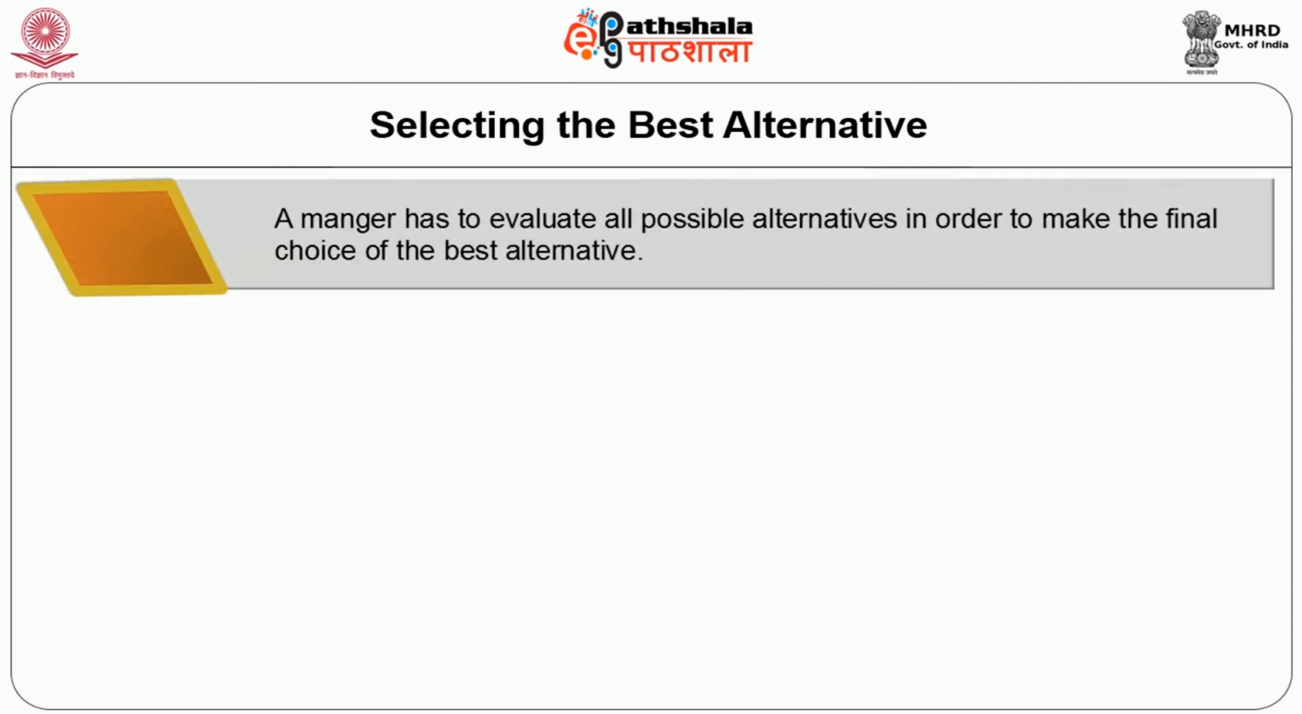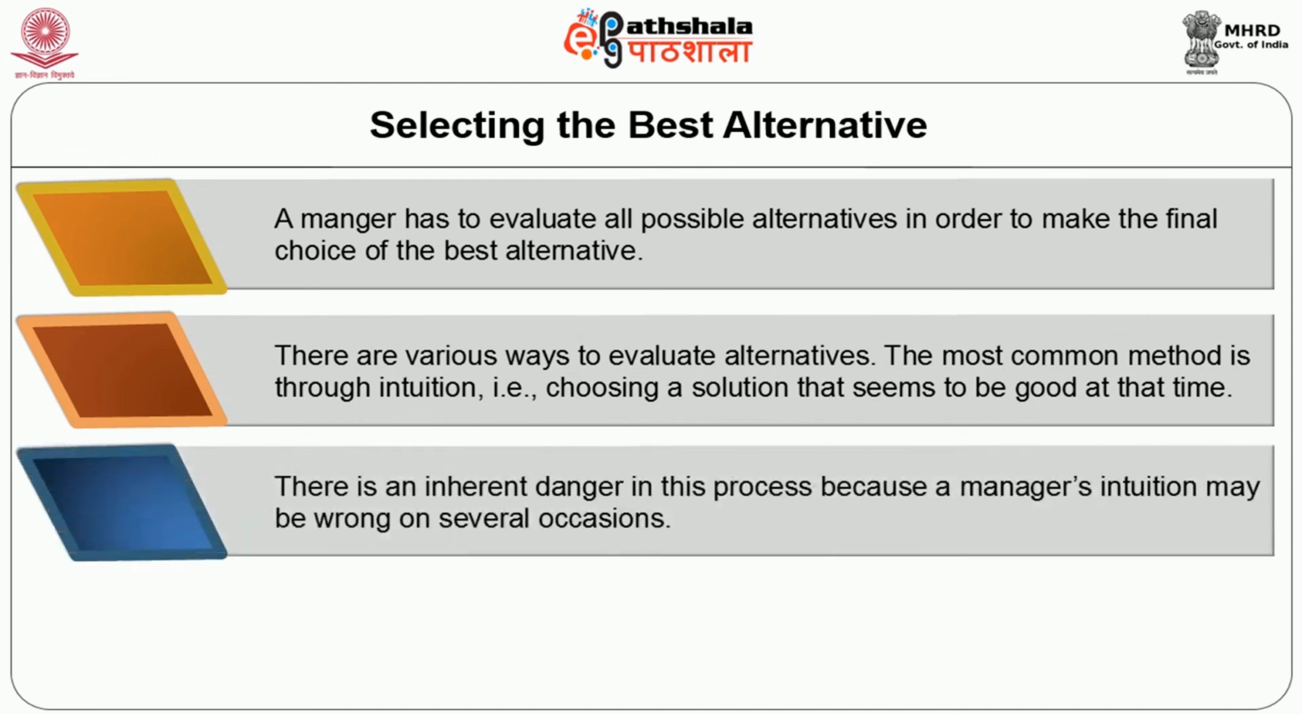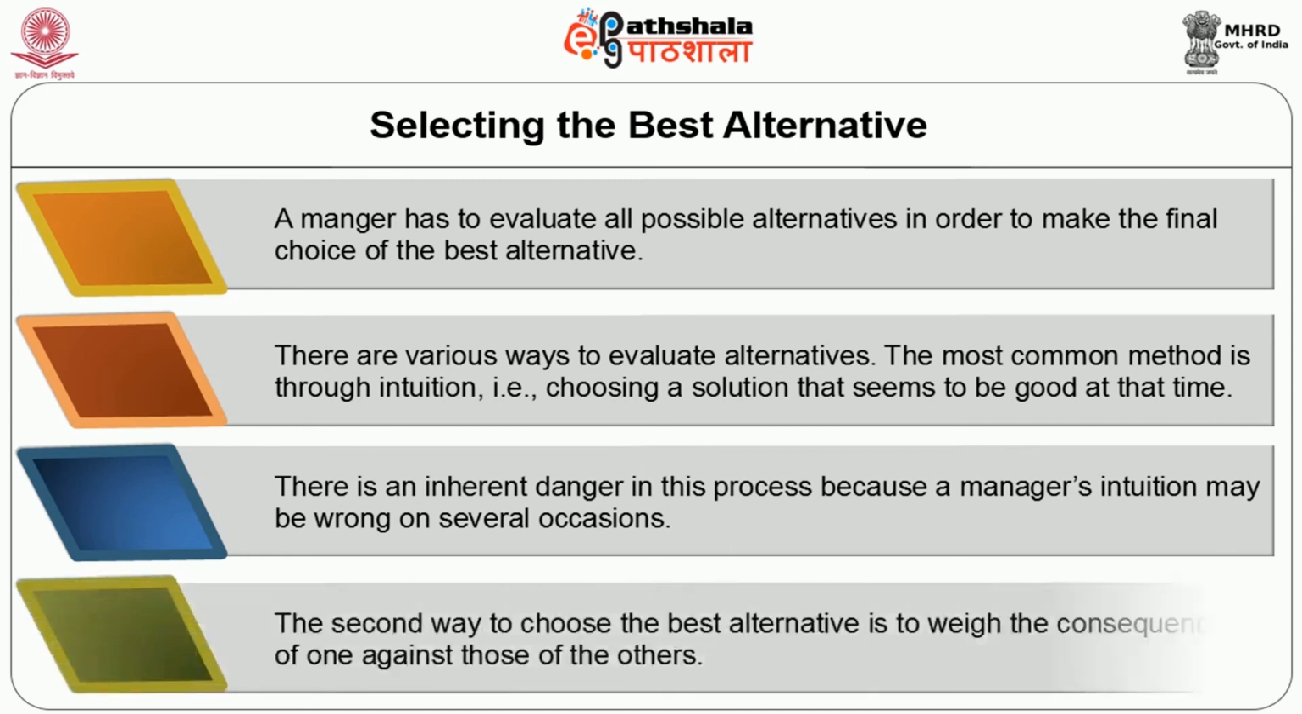Here, there are two ways to evaluate the alternatives. The most common method is through intuition, that is, choosing a solution that seems to be good at that time. This is an inherent danger in the process of decision making because a manager's intuition may be wrong on several occasions. The second way is to choose the best alternative and weigh the consequences of one against those of others.